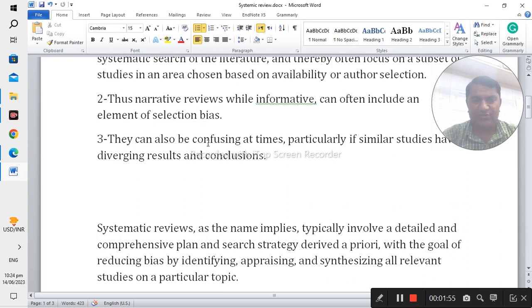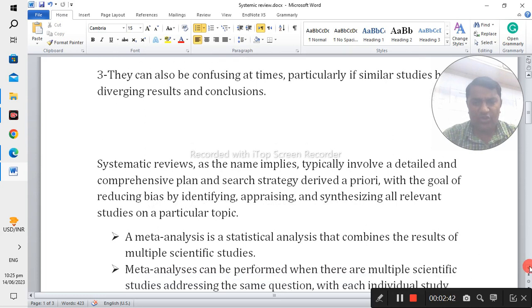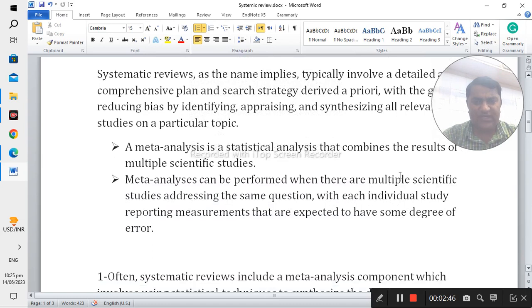Next, they can also be confusing at times, particularly if similar studies have diverging results and conclusions. So it doesn't focus on the specific times. The systemic reviews, as the name implies, typically involve a detailed and comprehensive plan and search strategies driven a priori with the goal of reducing bias by identifying, appraising, and synthesizing all relevant studies on a particular topic. Now I would like to tell about what meta-analysis is.